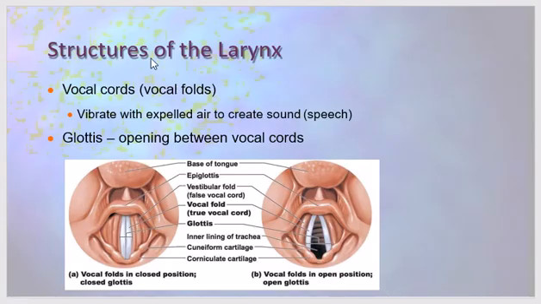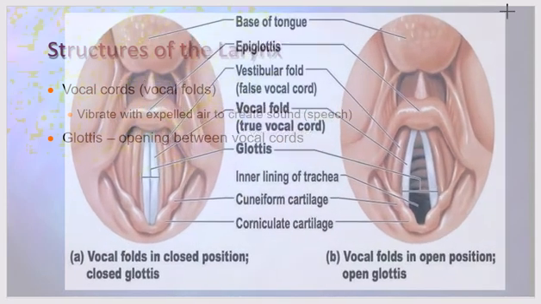Now coming to the structure of the larynx, also known as the vocal cords or vocal folds, which vibrate the expanded air to create sound and speech. How does it do this? It vibrates the air, making the wavelength of sound. The glottis is the opening between the vocal cords, how it opens and how it closes. Let's understand with the help of the diagram.